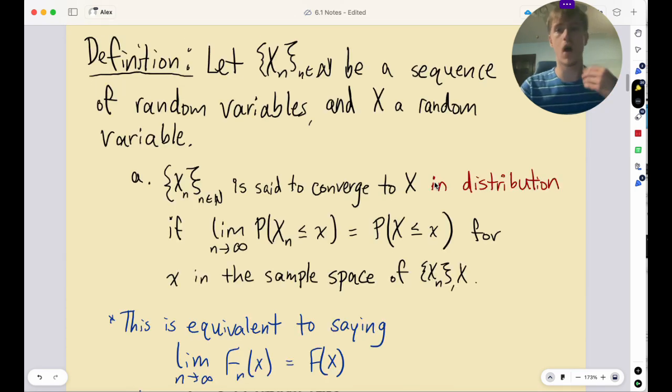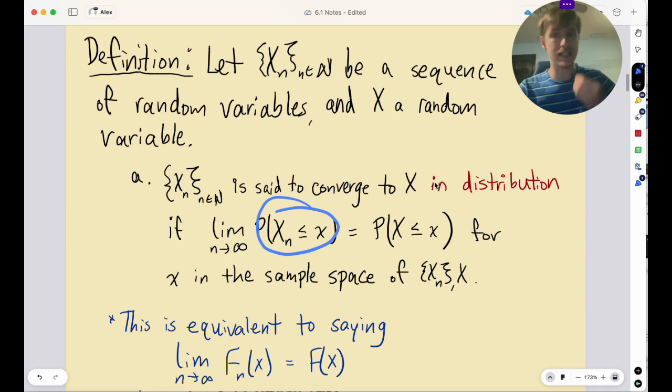Okay, so kind of a whopping definition, but it's important to go through. So I'm going to talk about 3 different ways that we can say Xn converges to X. So it's a sequence of random variables. X is a random variable. The first way it could converge is it could converge in distribution, and that occurs if the limit as n approaches infinity of the probability that Xn is less than or equal to some value x in the sample space is equal to the probability that the random variable X is less than or equal to little x in the sample space.